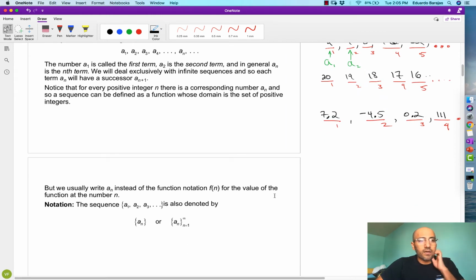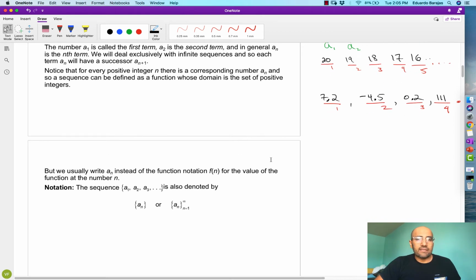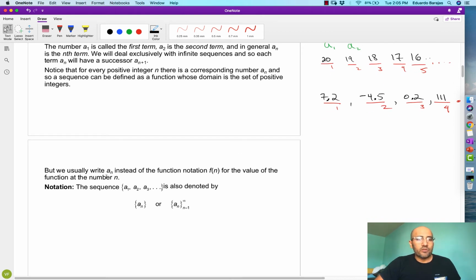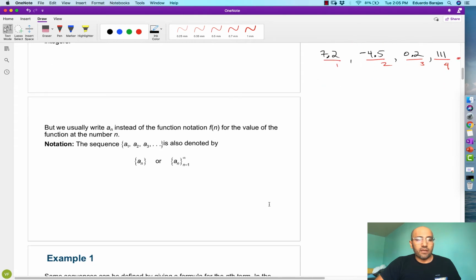Okay, so notice that for every positive integer n, there is a corresponding number a sub n, and so a sequence can be defined as a function whose domain is the set of positive integers, but we usually write a sub n instead of the function notation f of n for the value of the function at the nth number. Okay, so here's one way to describe a sequence: a sub 1, a sub 2, a sub 3, dot, dot, dot, or just curly bracket, a sub n, curly bracket.